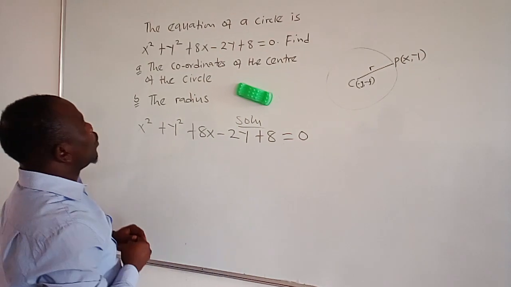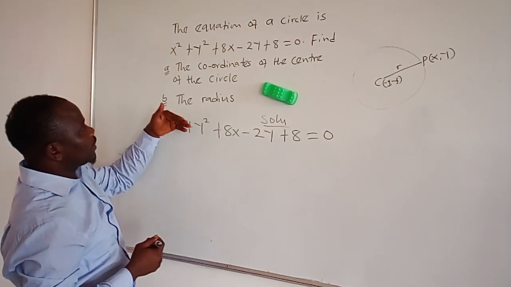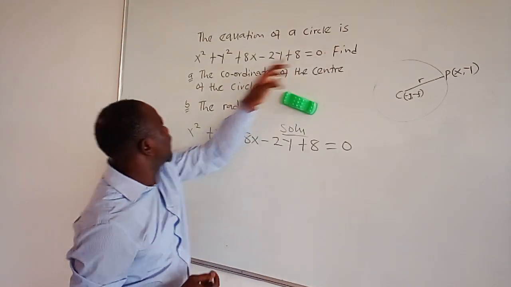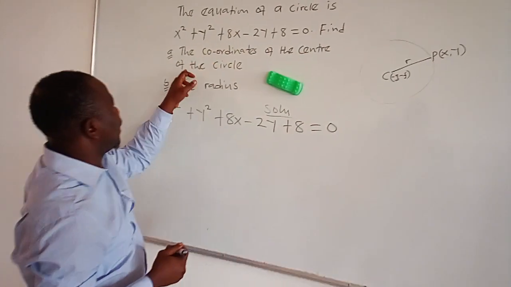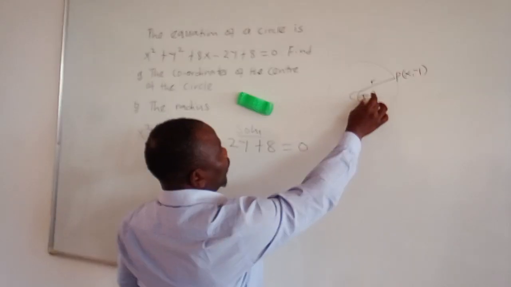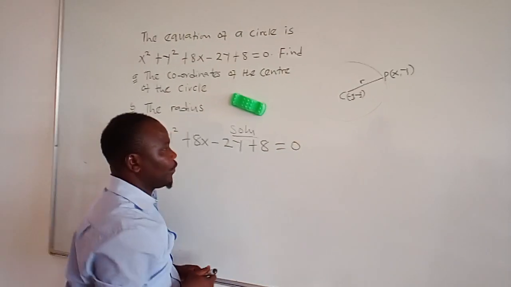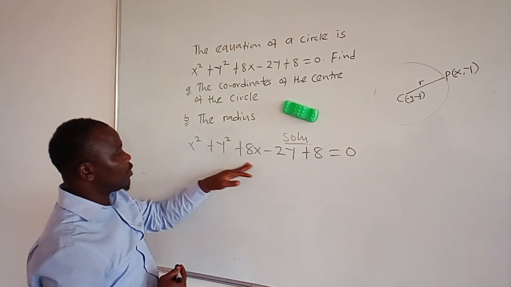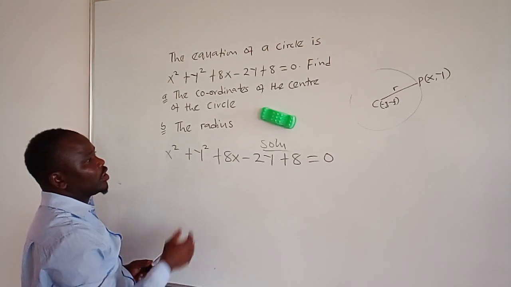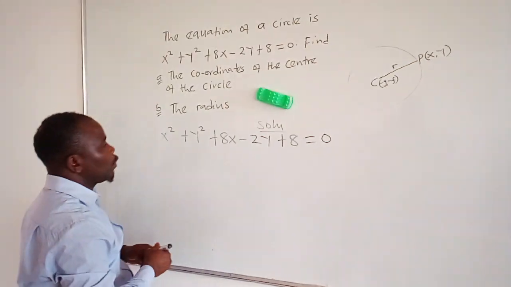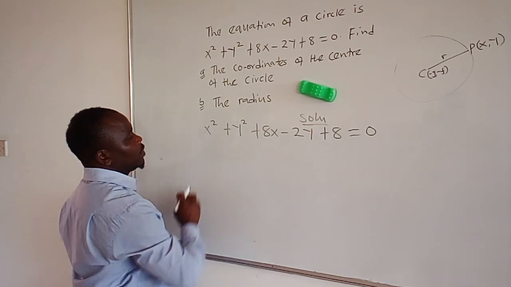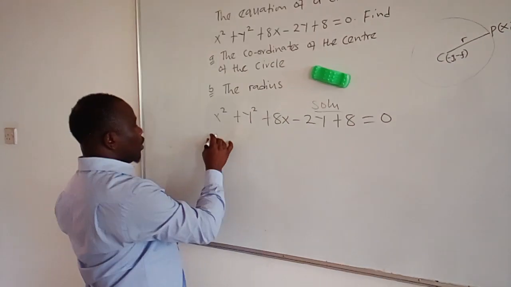So now, what they are asking you to find, they said find the coordinates of the center of the circle. It means they want us to find this g and f. So we are going to compare this equation with the general equation of a circle. Is that clear? So let us write down the general equation of a circle to compare with this equation of a circle.